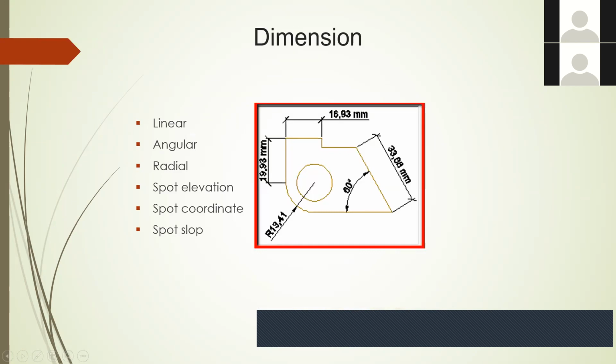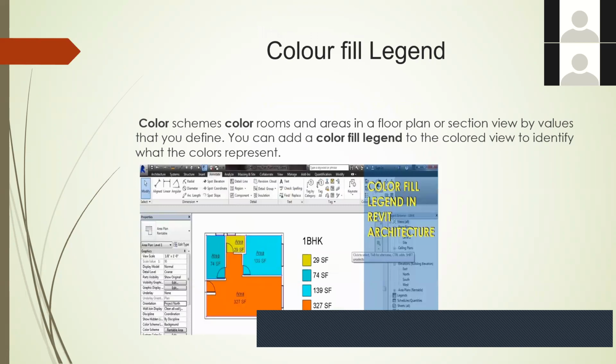Then the dimensions, another type of annotation. There is linear dimension, angular, radial, spot elevation for representing the floor elevation in the plan view, and spot coordinate and spot slope are available. Then there are color fill legends. Color fill legends will represent or annotate your floors based on any schemes, such as color scheme, color rooms, color areas, mainly representing in the plan view.